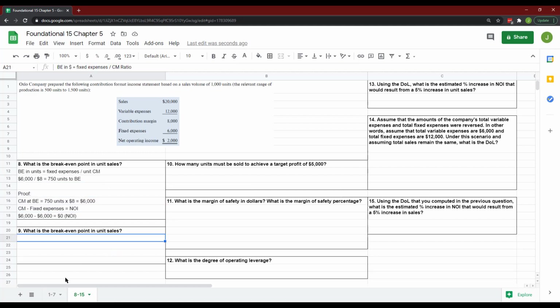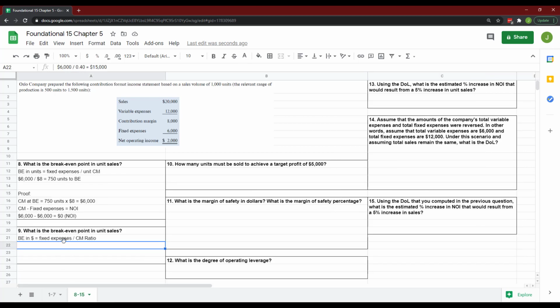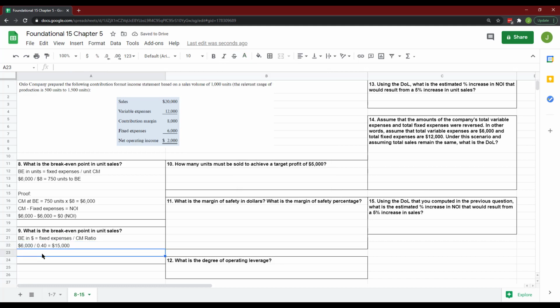Now the question is, what's the break even point in dollar sales? The formula for break even in dollars is very similar. The only difference is what you put into the denominator. Remember, if you are finding break even in units, for the denominator you use unit CM, but if you're finding break even in dollars, it'll be fixed expenses divided by your CM ratio instead. That's the only difference. But we found our CM ratio already, correct? So if we go back here, in number 2, we found it to be 40%. So we're going to take the fixed expenses of $6,000 divided by 40% to give us $15,000 in break even.